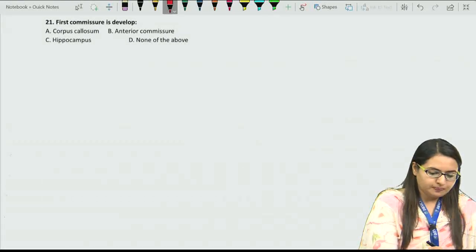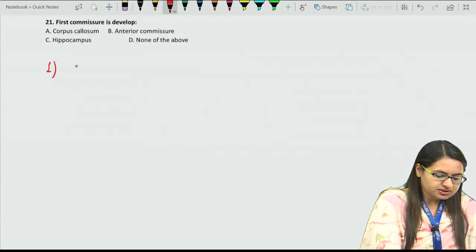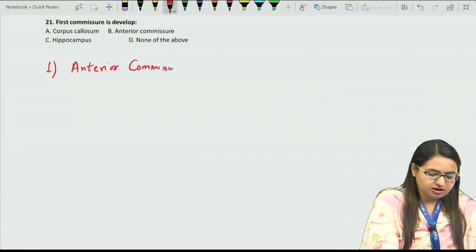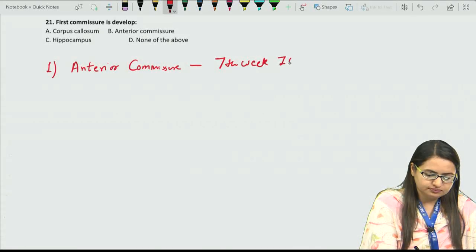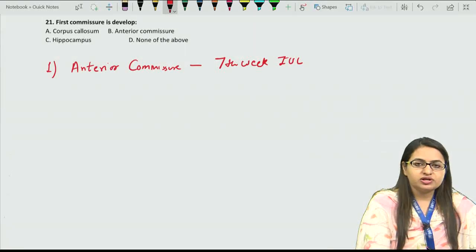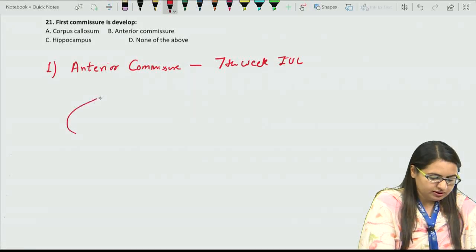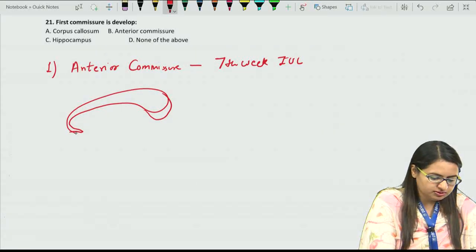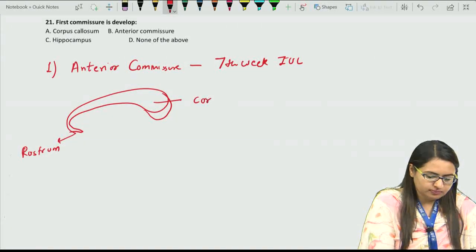Now in this, if we see, the commissure which is first to develop is the anterior commissure. The anterior commissure develops at around the 7th week of intrauterine life. This is the one which is first to develop. If we see the location of the anterior commissure, it is present in the upper portion of the lamina terminalis. This is a section of the corpus callosum, and the anteriormost portion of the corpus callosum is the rostrum portion. This is the rostrum of the corpus callosum.